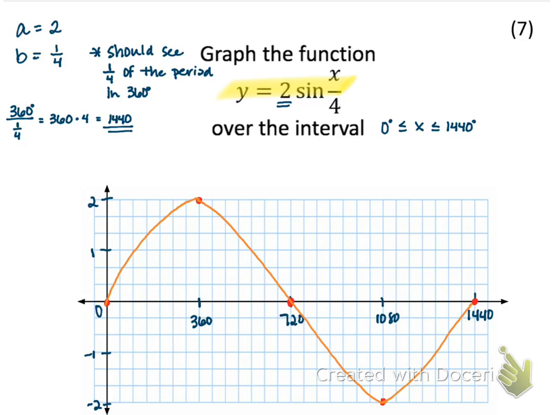And one thing to note, we mentioned before that we should see a fourth of the period in 360 degrees. And as you can see by the highlighted portion, this is a fourth of our wave that you can see within 360 degrees. So that is what our B value is going to tell us. It's how many waves we can see in 360 degrees.